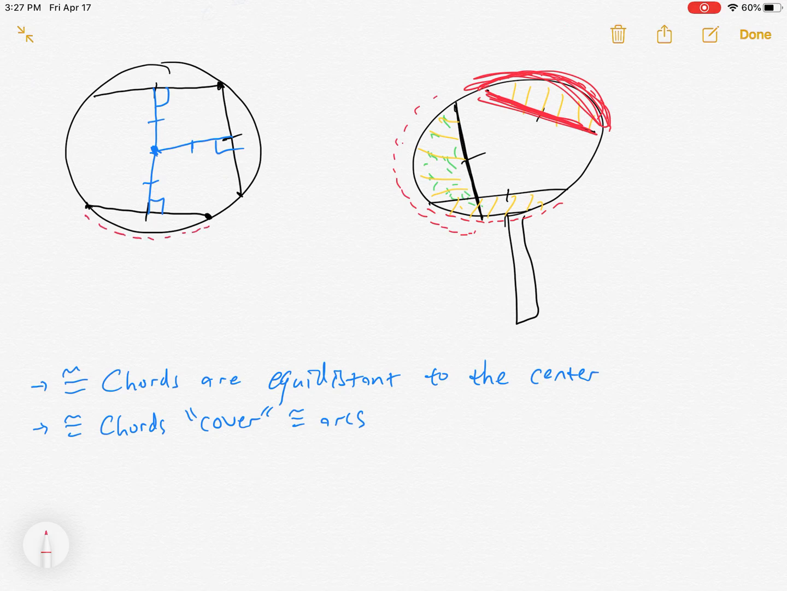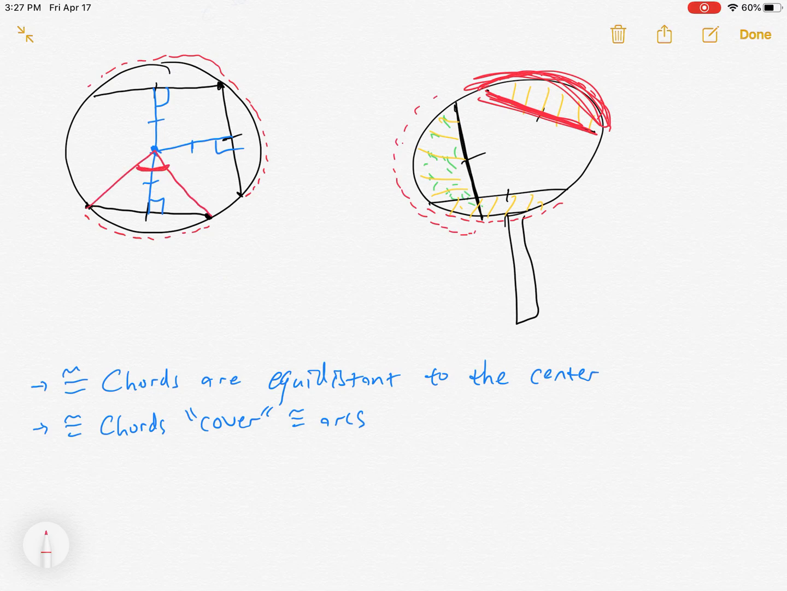Okay, and guess what else? We've kind of already talked about this, but if you have arcs that are congruent, in other words, this arc here is the same as this one, is the same as this one. So it's kind of a domino effect of ideas. If chords are equidistant to the center, they're congruent. If they're congruent, they cover congruent arcs.